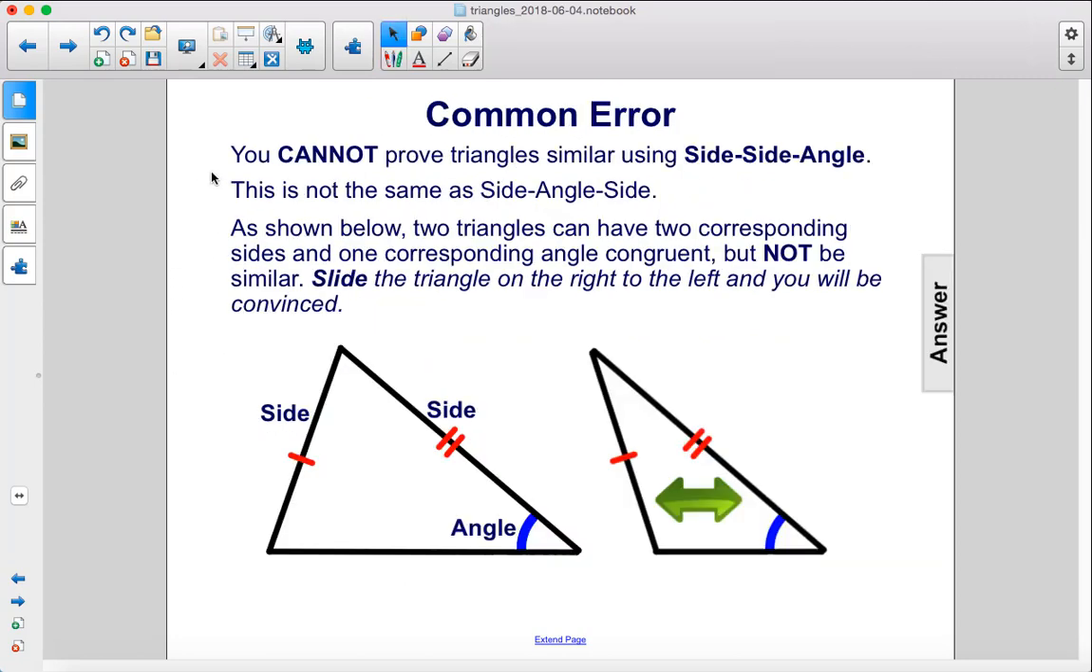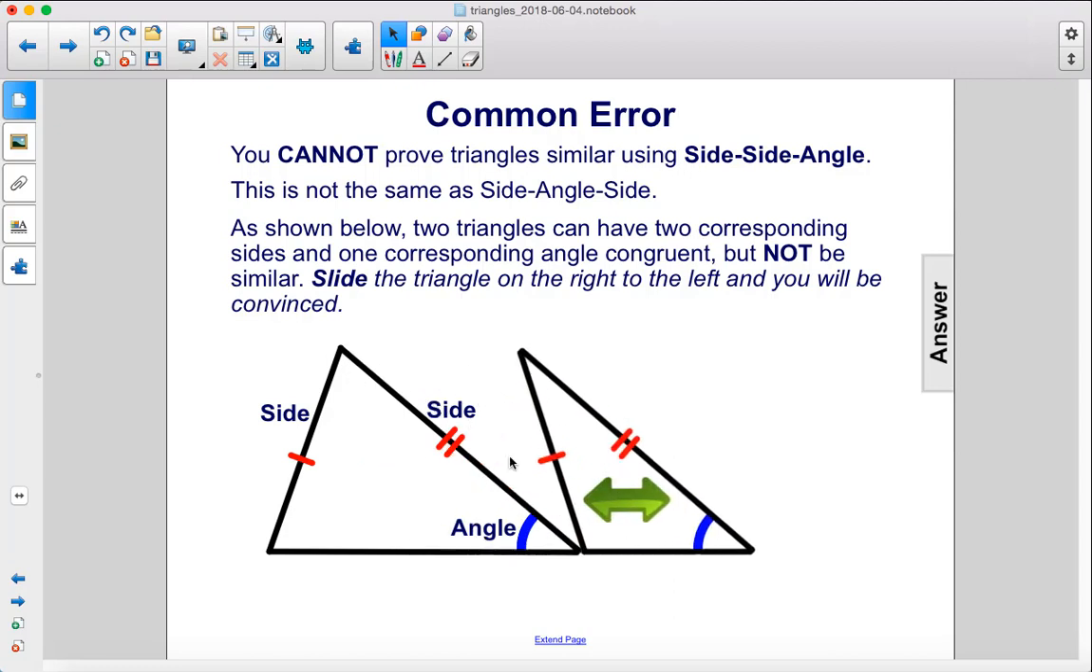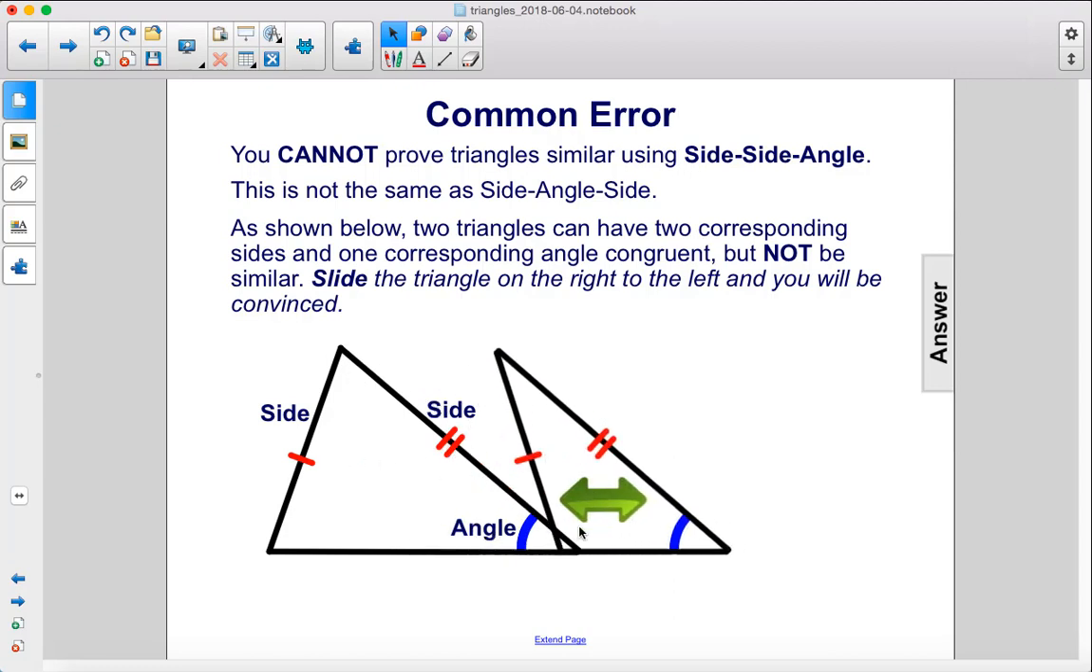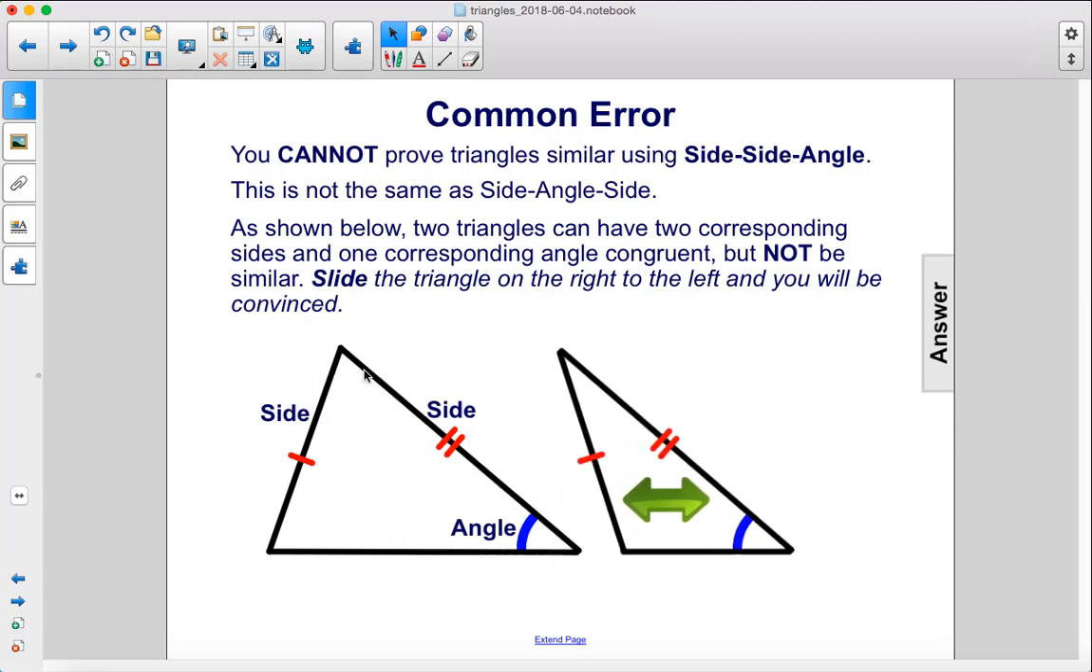Common error: you cannot prove triangles similar using side-side-angle. This is not the same as side-angle-side. As shown below, two triangles can have two corresponding sides and one corresponding angle congruent, but not be similar. So if we slide this over, we can see that this is true. Even though there are two corresponding sides and an angle, because it's not the included angle between the two sides, like here, this does not work.